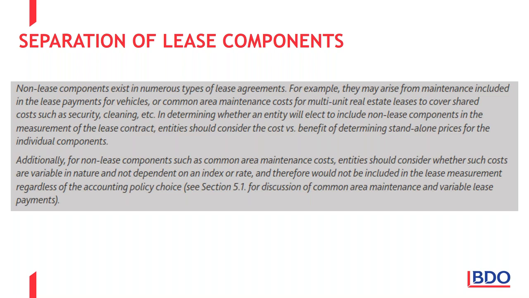The other thing that's interesting is, even if you decide to keep the two together, you could find that maintenance costs are variable in nature. So in your lease agreement, you don't know what your maintenance cost will be. It's reset on an annual basis. And therefore, when you do your lease calculation, you're going to exclude it anyway, because in your lease calculation you'll only include fixed amounts and fixed payments. So in a way, by keeping the two together to make it simple, and then excluding the maintenance cost because it's variable, you get to a very similar position in an easier way, for sure.